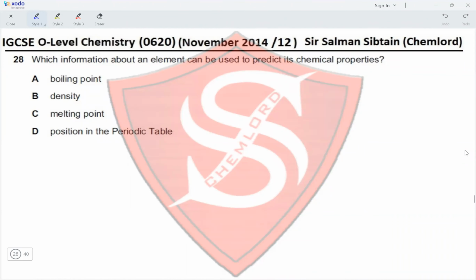Question 28. Which information about an element can be used to predict its chemical properties? Its boiling point? No, that's a physical property. Density is also a physical property. Melting point is also a physical property. Position in the periodic table. Yes, its position in the periodic table can be used to predict its chemical properties based on which group and which period it belongs to. Therefore, option D is the correct option for this question.